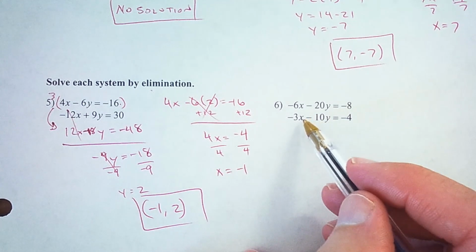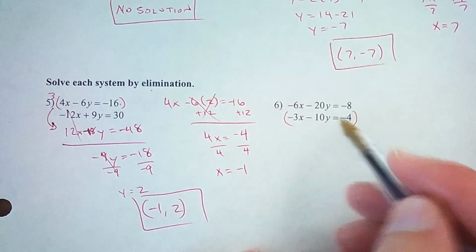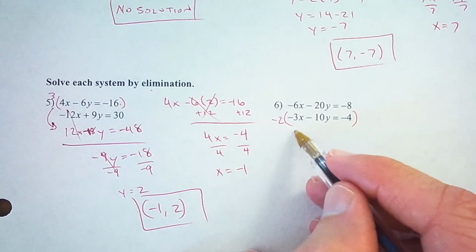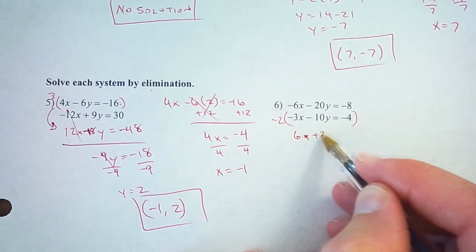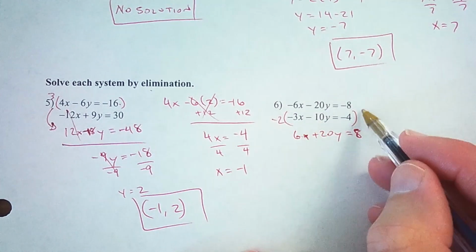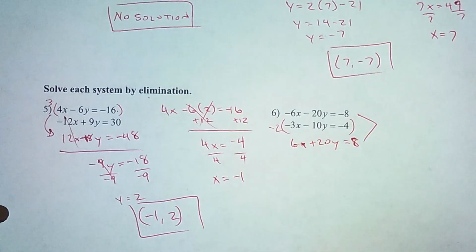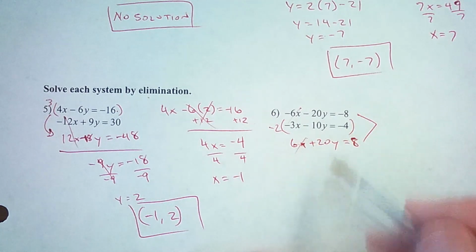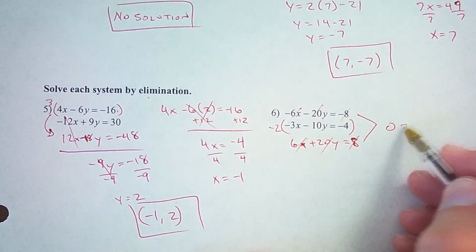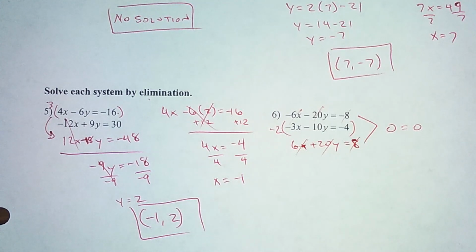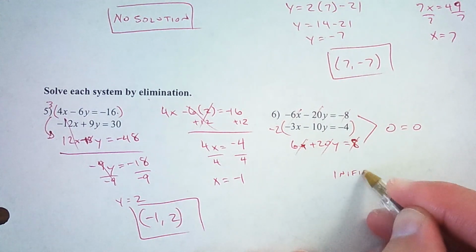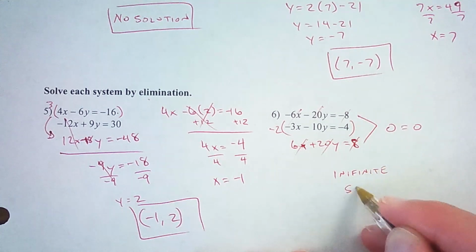And for this second one, let's eliminate the x's by multiplying by negative 2. So that gives me 6x plus 20y equals 8. And when I combine that with this top equation, the x's cancel, the y's cancel, and so do the constants. So I get 0 equals 0. And that is a true statement, which means there's an infinite number of solutions.